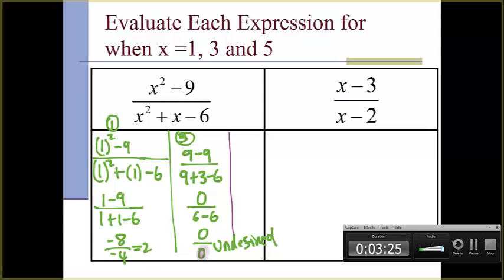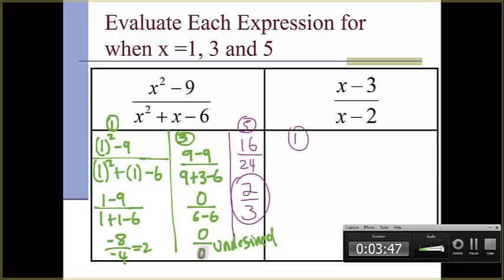So I'm running out of room a little bit, so I'm going to do this next one a little bit quicker. So we have 5 squared, which is 25, minus 9, which is 16. 25 plus 5 is 30. 30 minus 6 gives you 24. And reduce it. So I get 8. It goes into both of them. We got 2 over 3. And you're done.